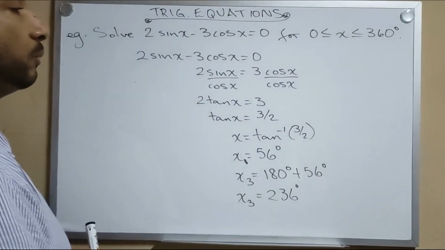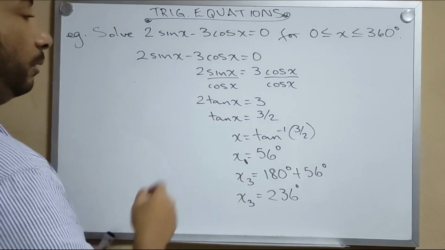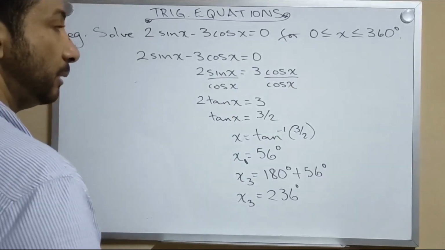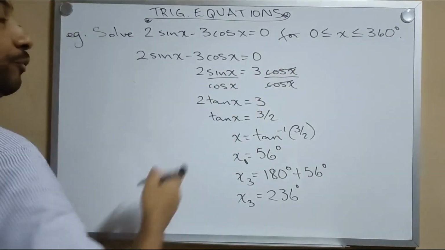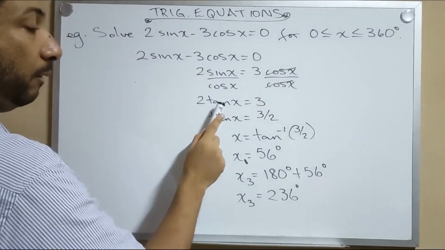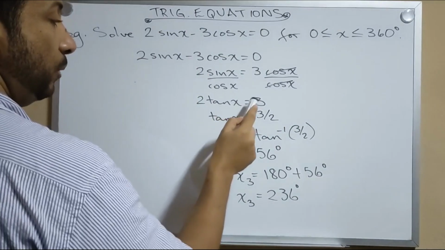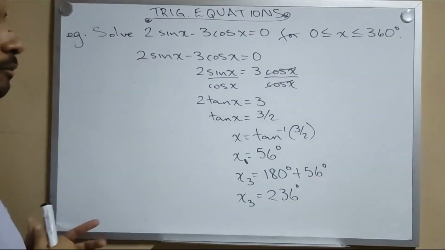So what we want to do is get rid of the two trig functions and reduce it to just one. We can do so by dividing both sides of the equation by cosine x. In doing so, on the right hand side, the cosine x will cancel and you're left with just 3. On the left hand side, sin x divided by cosine x gives us one function, which is the tangent of x. So we have that 2 times the tangent of x equals 3. Now there's only one single trig function.